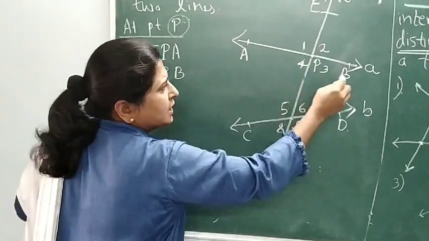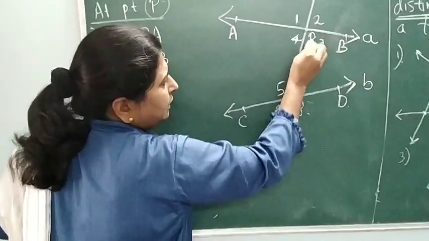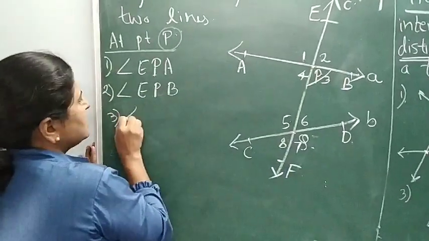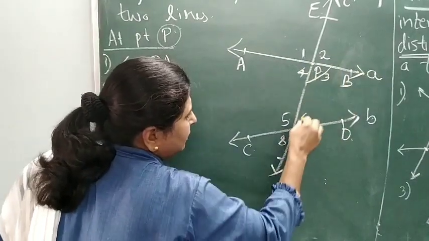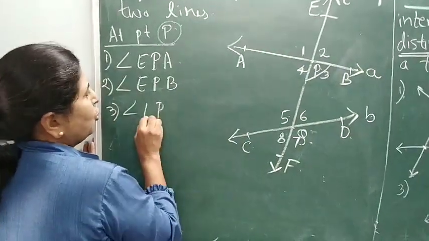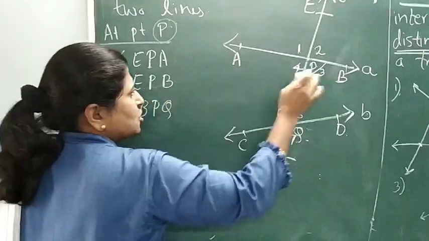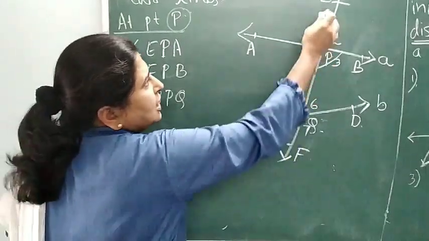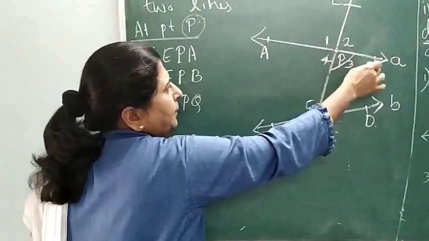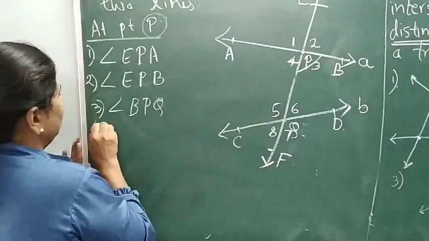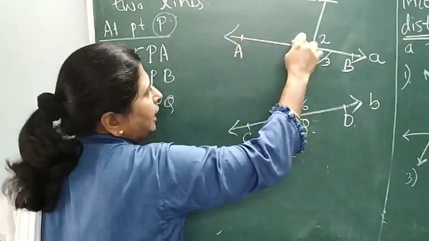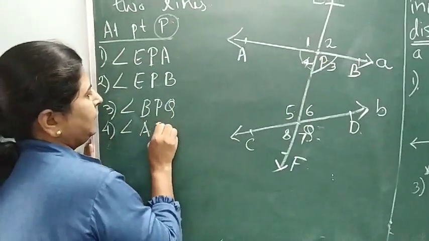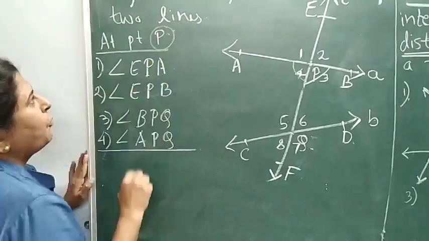For below the line, you can start with B, P and this point Q. For this third angle, P will be in the center, with one arm going towards B and another going towards Q. So it's BPQ. Here we cannot start with the transversal; we have to start with B. Okay, BPQ. And the fourth angle will be angle APQ. This is the fourth angle. Okay, A, P, Q. So these 4 angles were at point P.